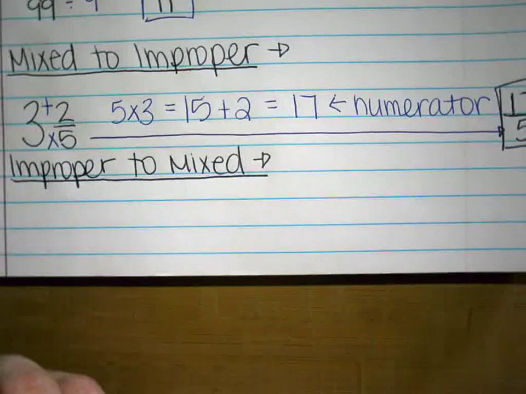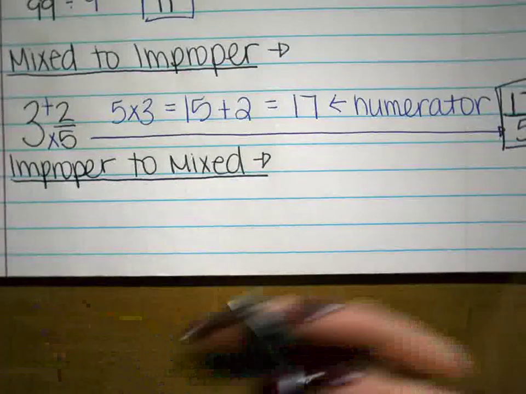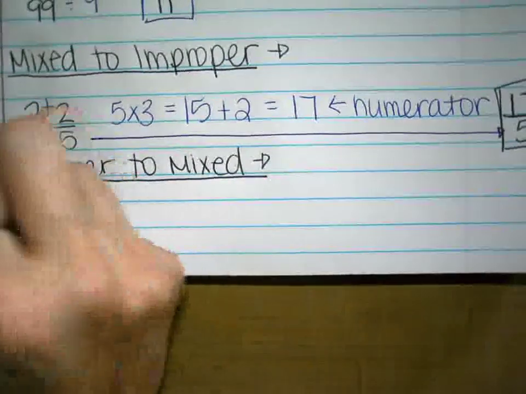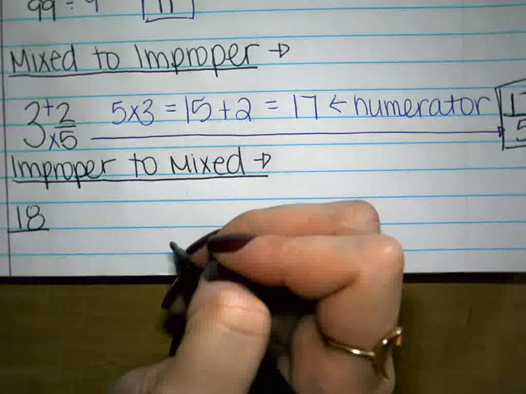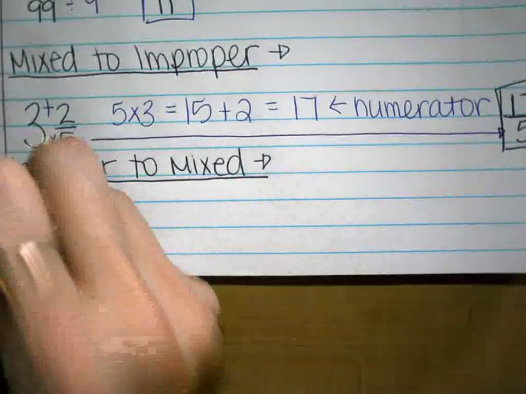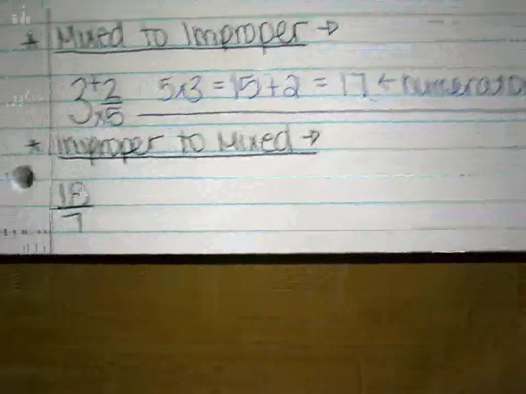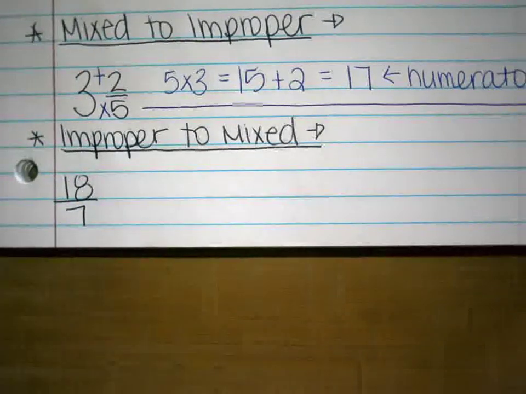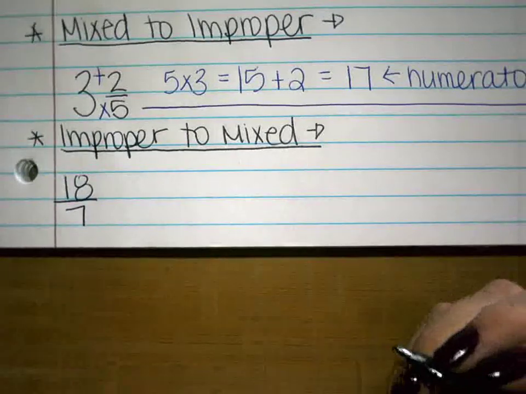Alright, last one that we need to go over is improper to mixed. Somebody give me an example of an improper fraction. Kansas? 18 over... give me a different number. 7. There we go. Okay, 18/7. So we want to change 18/7 into a mixed number, which means I want a whole number and a fraction. How do I do that? Divide 18 by 7. So which number goes inside the house?